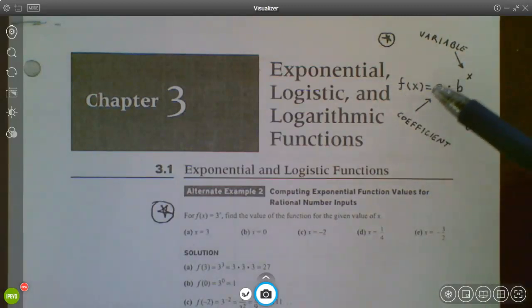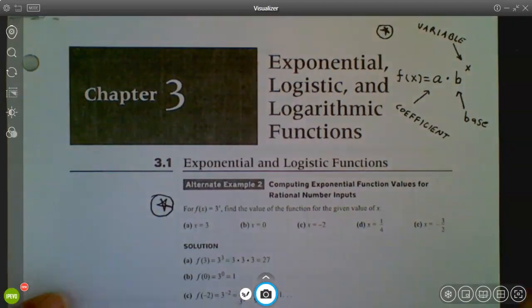You have your leading coefficient right here, that's the a value. B represents the base. The base is whatever your exponent is attached to, and then our variable is going to be in the exponent spot. So it makes these guys exponential functions.